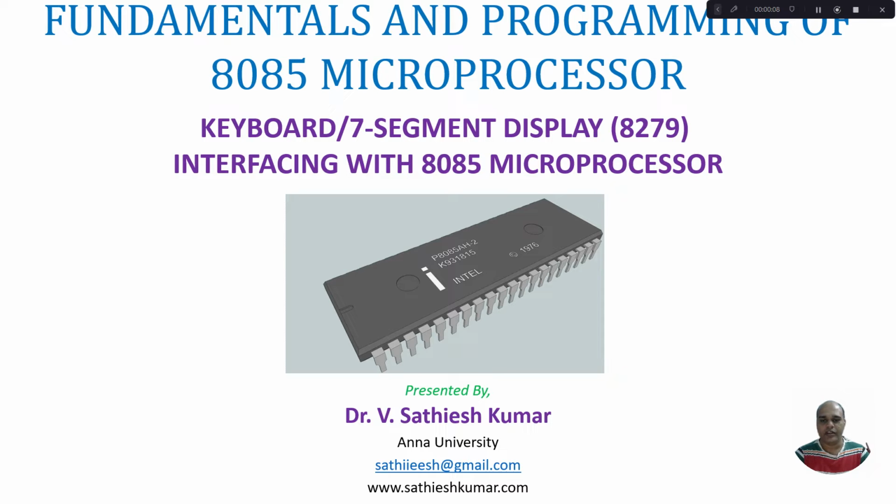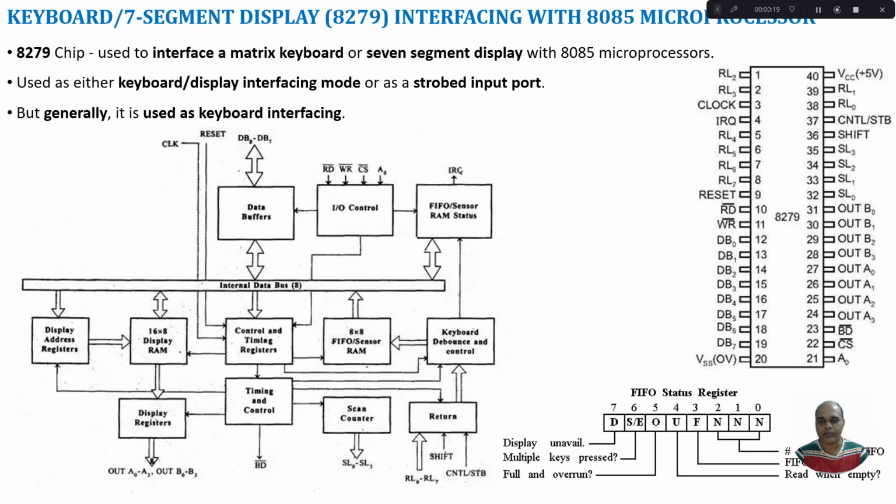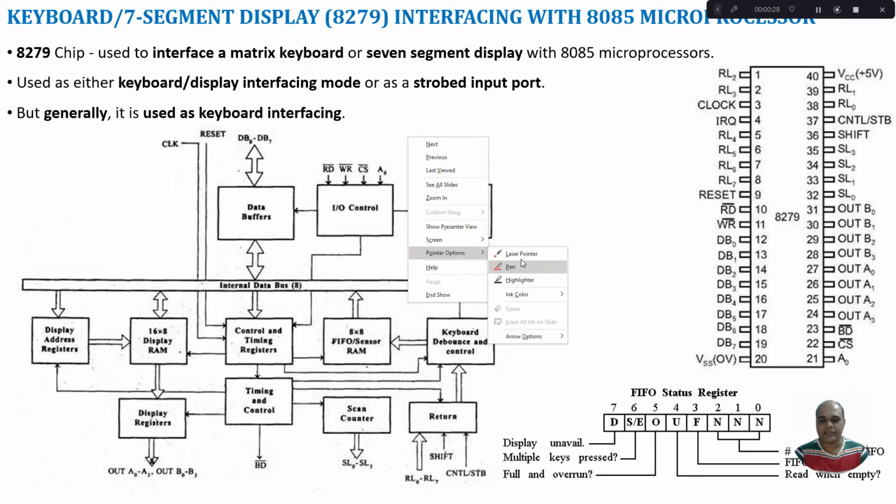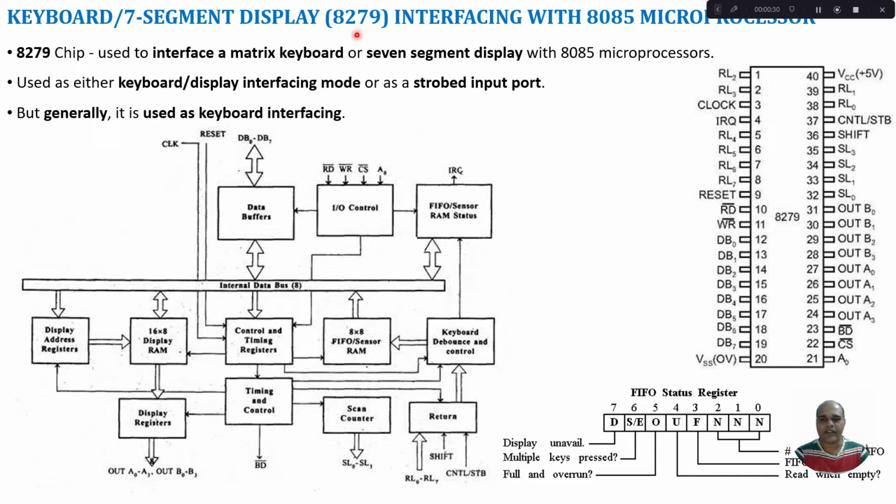In this tutorial, I will be discussing how to interface a keyboard or 7-segment display controller, which is the 8279, with the 8085 microprocessor. An 8279 IC is used to interface a matrix keyboard or a 7-segment display with the 8085 microprocessor. So it can be used for both interfacing a matrix keyboard as well as 7-segment displays.